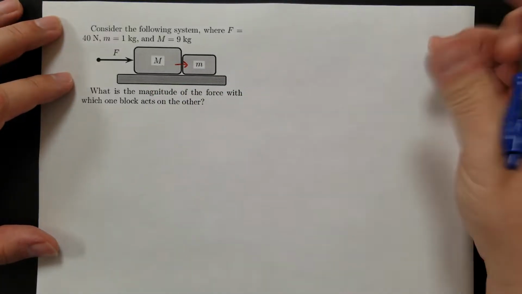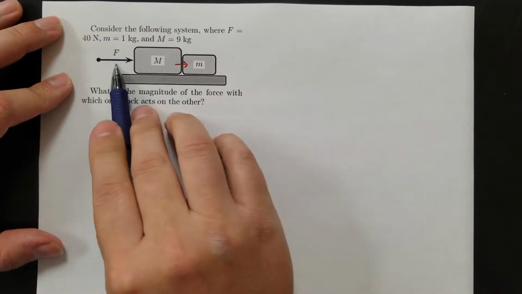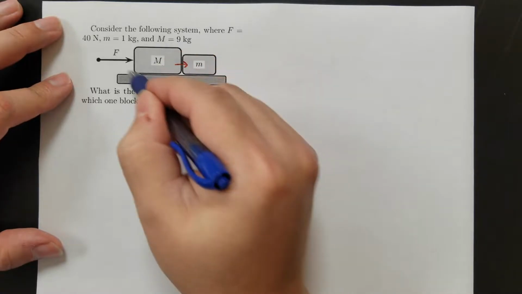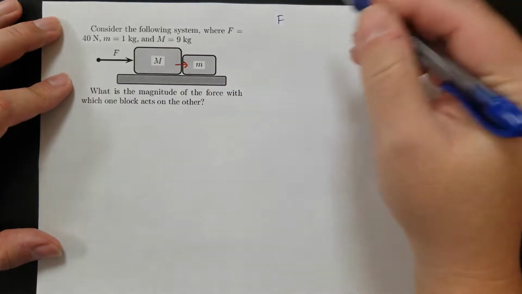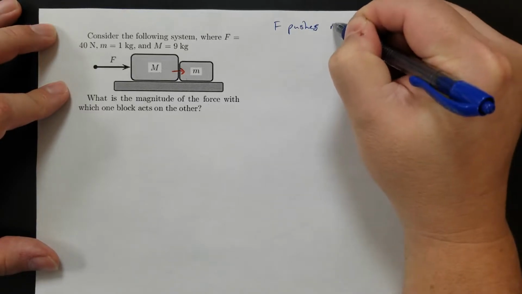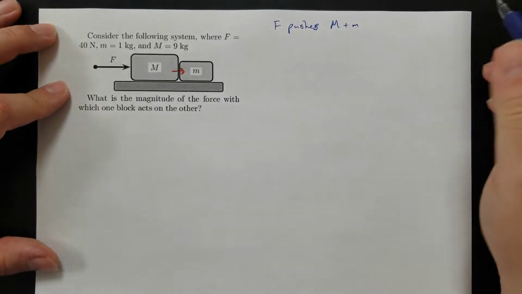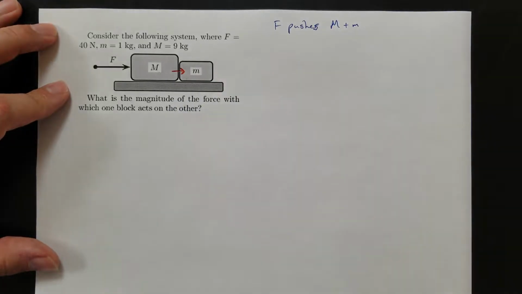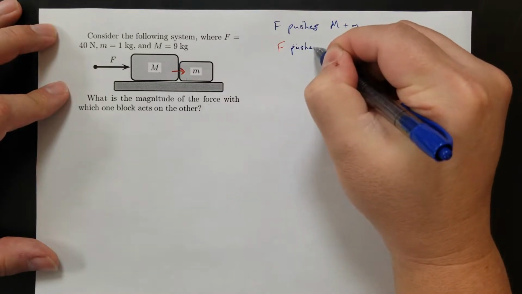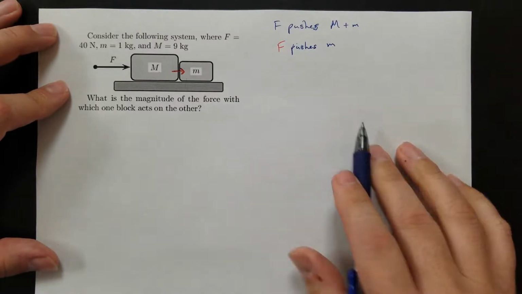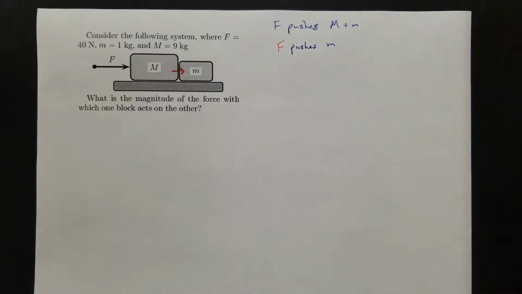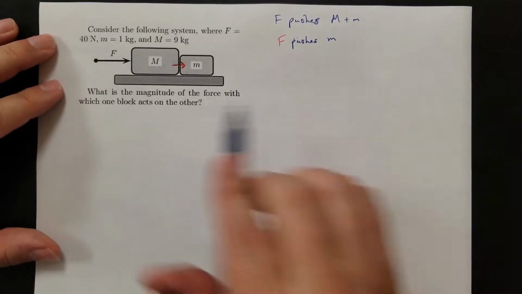Just to get this out of the way, this cannot be the same force as this, because that big force pushes big M plus little m, right? This force here, the red force, only pushes little m. If these two forces were the same, then when you push over here, this block would fly off, which makes no sense, right?